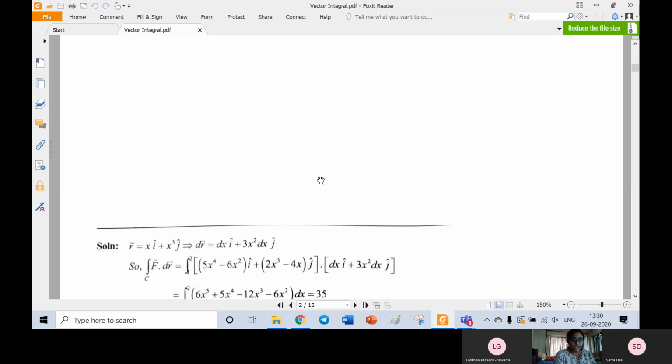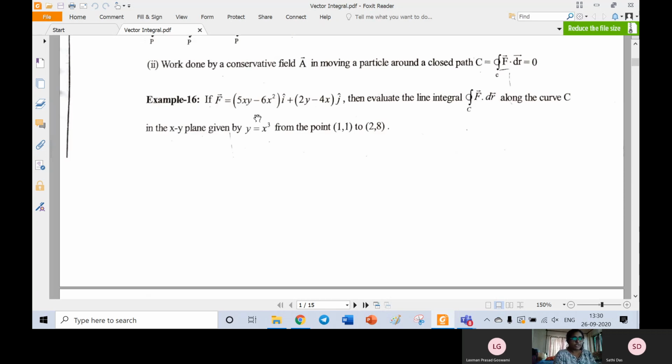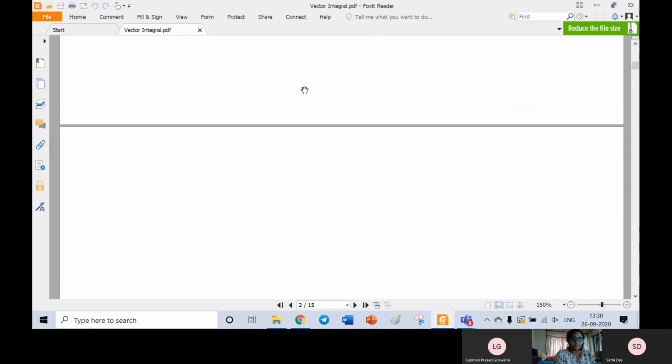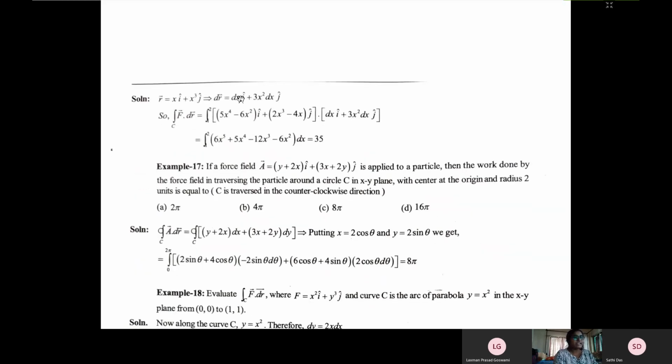So for dr, we have to first find out r. What is r? r is x i cap plus y j cap. Here y equals x cube, so in place of y you can write x cube. Let me zoom in so that you understand it. Here dx i cap plus 3x square dx j cap, that is dr.